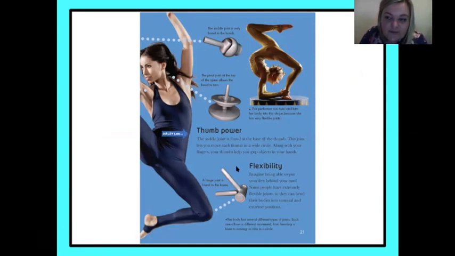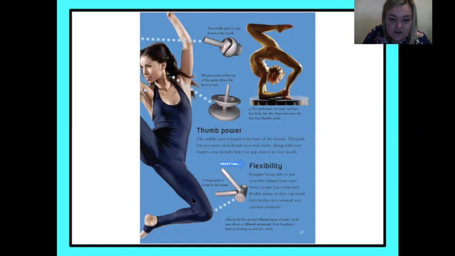So we're going to read about thumb power. The saddle joint is found at the base of the thumb. This joint lets you move each thumb in a wide circle. Along with your fingers, your thumb helps you grip objects in your hand. Flexibility. Imagine being able to put your feet behind your ears. Some people have extremely flexible joints, so they can bend their bodies into unusual and extreme positions.